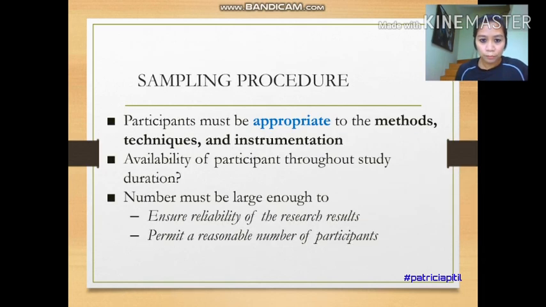Okay. Right. In sampling procedure, participants, we call it participants sampling. Participants must be appropriate to the methods, techniques, and instrumentation. Okay. And then the availability of participants throughout the study duration, and the number must be large enough to ensure reliability of research and permit a reasonable number of participants. In choosing your participants, you have to ensure that they are really useful for the methods, the techniques, and the instrument, the questionnaire that you're going to distribute.